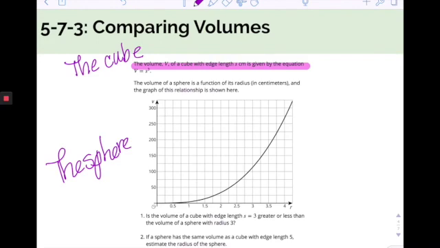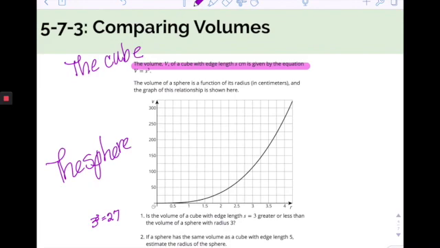All right, so is the volume of a cube with the edge length s equals 3 greater or less than the volume of the sphere with the radius of 3? For the cube, you'll do 3 cubed, which is 27. And when you go to 3 on the graph, it's more than 100. So obviously the cube is less than.